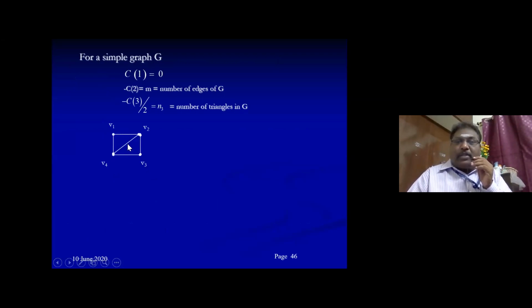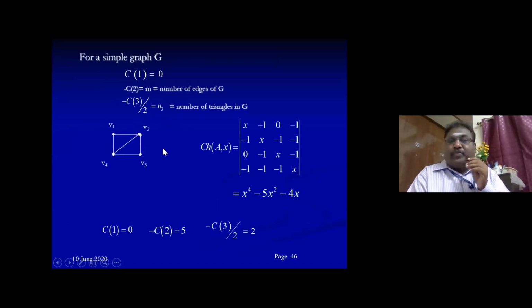So here, this is what we have. Number of edges is here 1, 2, 3, 4, 5. Number of triangles is 2. Fine. Let us see the calculation. So we take the 4 by 4 matrix, the adjacency matrix of this particular graph, and determine the determinant of A minus lambda x, and then expand this. What happens is that here we get a polynomial.